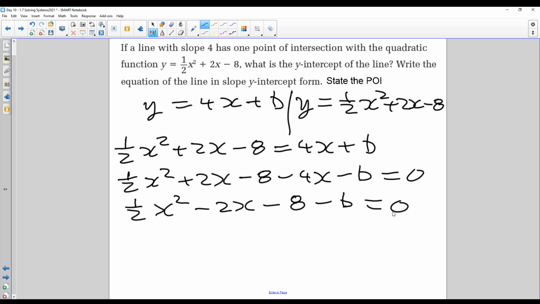I think that's a very good question, a very good approach, Ashton. We're going to multiply everything by 2, both sides. That clears away that unfortunate half that we don't really want to have to play with. So x squared minus 4x minus 16 minus 2b equals 0. Everything got multiplied by 2. So 2 times that, 2 times that, 2 times that, and 2 times that. The right side is being multiplied by 2 as well, but it just doesn't matter.